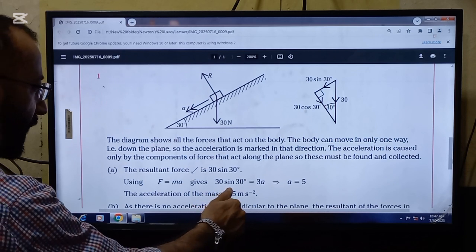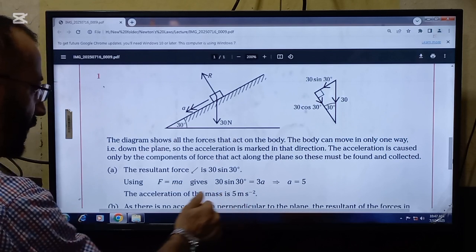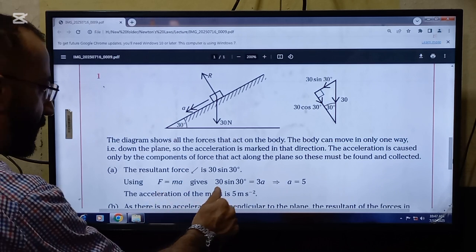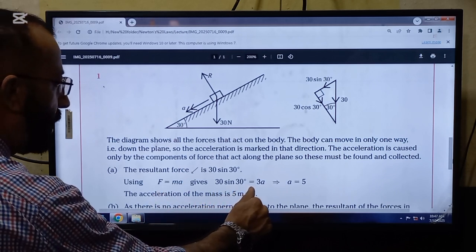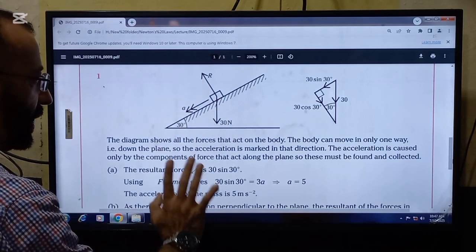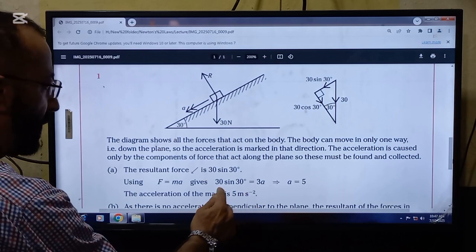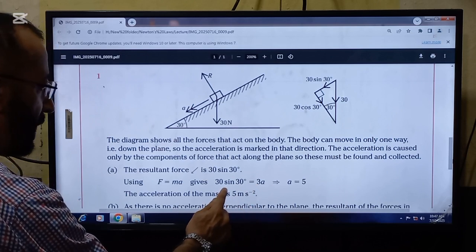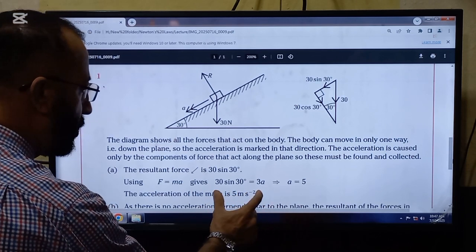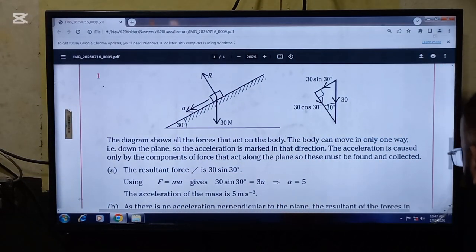So W sin theta, that is 30 sin 30, is equal to ma because this is the resultant force. This is the formula that is going to be used: F is equal to ma. So F is the resultant force, that is W sin theta, equal to ma. m is 3 kg, which is given in the question, and a is the requirement. So this will be the step now, and from here you will solve it on the calculator. This 3 will come to the denominator of the 30 sin 30 degrees. You will get the answer when you solve it on the calculator. So the acceleration of the mass is 5 meters per second squared.